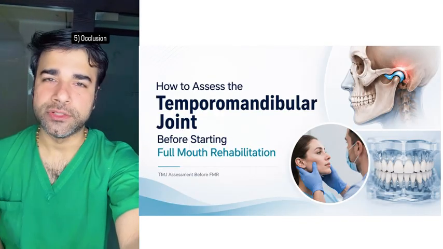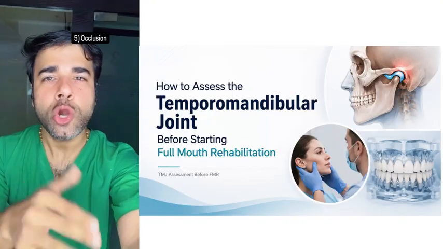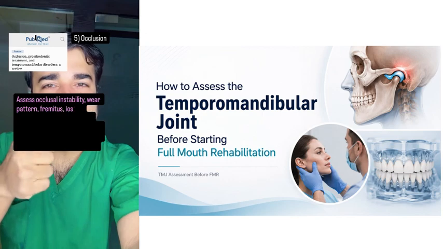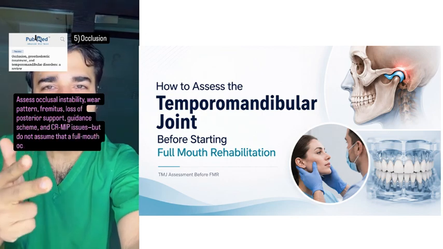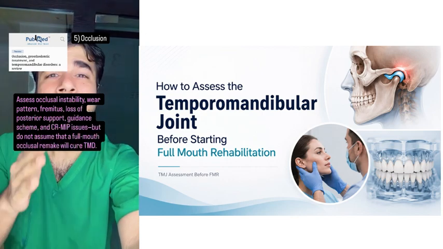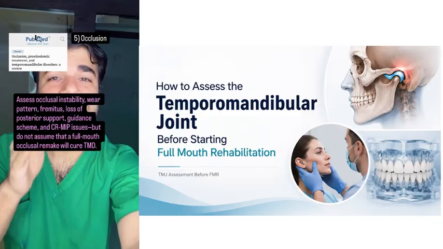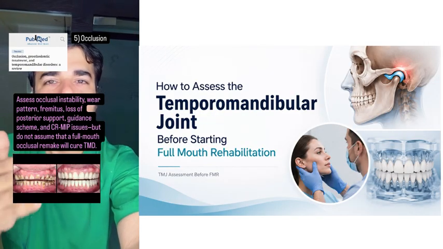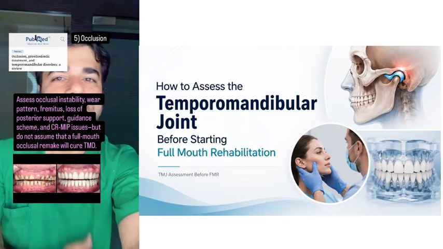Next, occlusion. Assess it, but do not overblame it. In practice, this means assess occlusal instability, wear pattern, fremitus, loss of posterior support, guidance schemes, and centric relation to maximum intercuspation issues, but do not assume that a full mouth occlusal remake will cure the TMD.